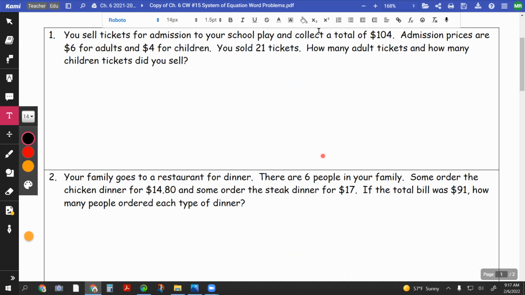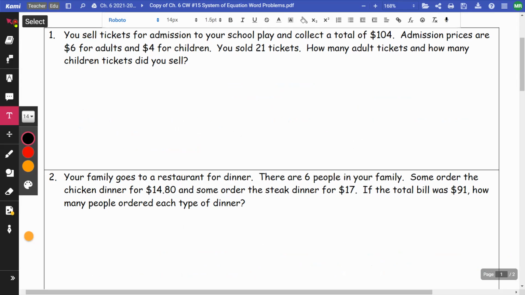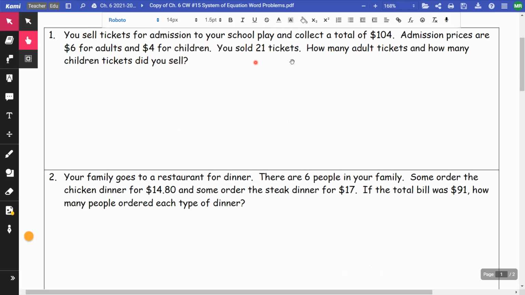So on number one, you sell tickets for admission to your school play and collect a total of $104. Admission prices are $6 for adults and $4 for children. You sold 21 tickets. How many adult tickets and how many children tickets did you sell?